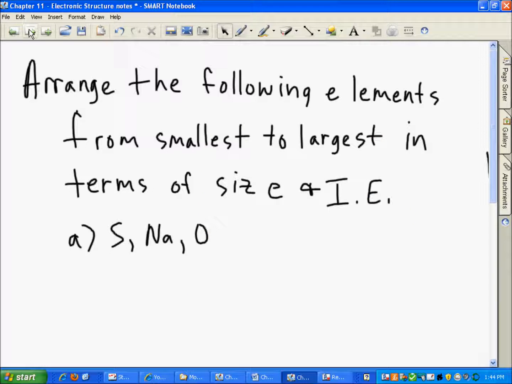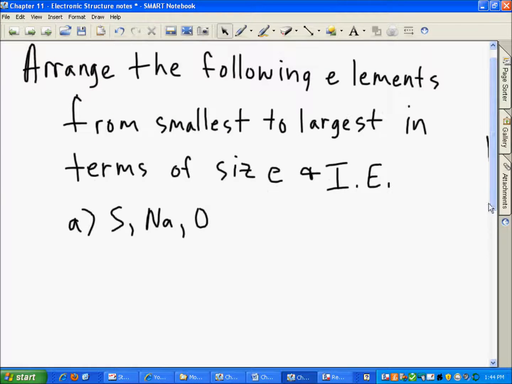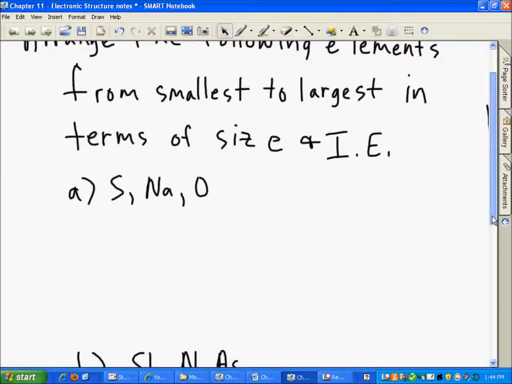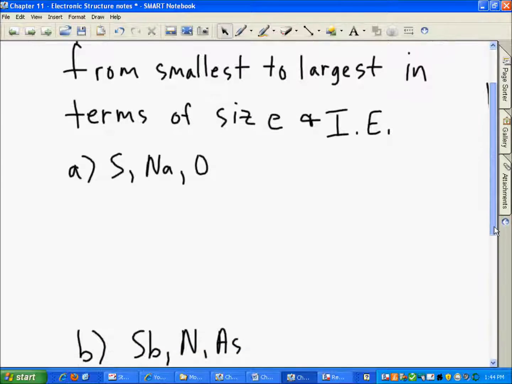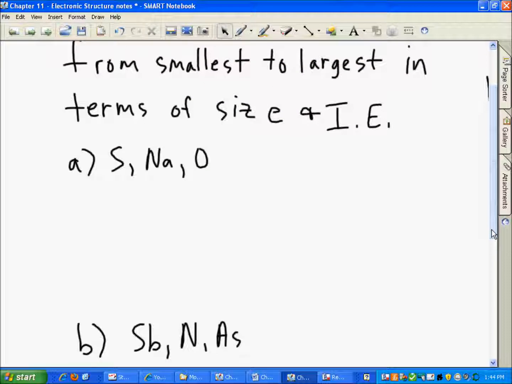And now we've got, I think this is our last one. So what we want to do here is arrange the elements from smallest to largest, and then list them from smallest to largest ionization energy. So sulfur, sodium, and oxygen. We want to list those from smallest to largest. What do you think the smallest of those three would be? Na. Na would be the smallest.